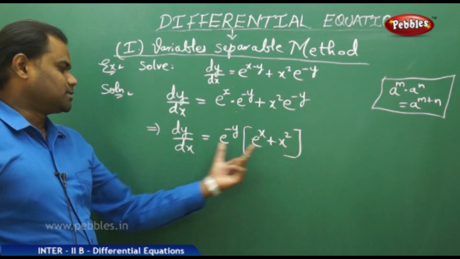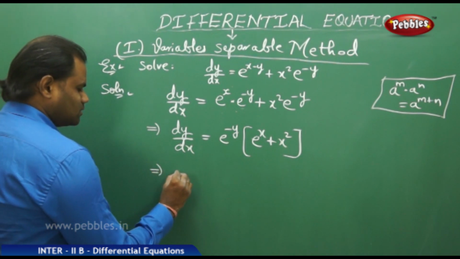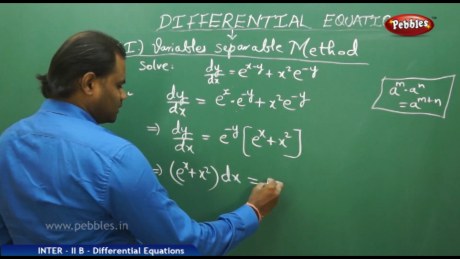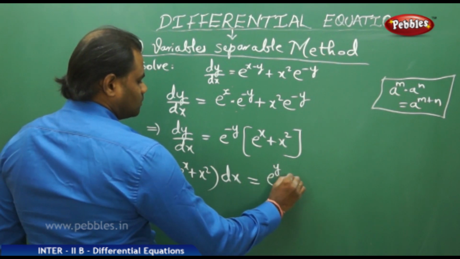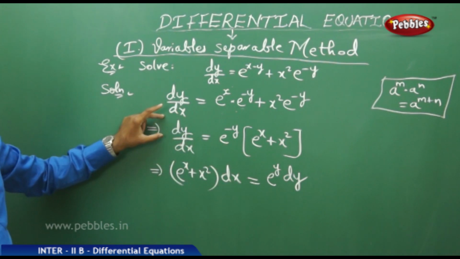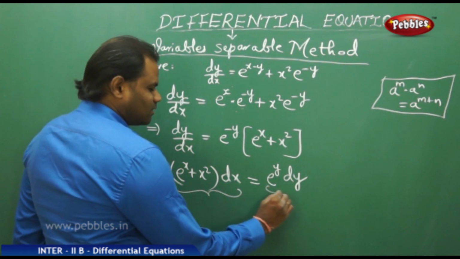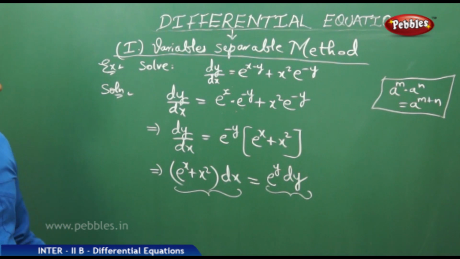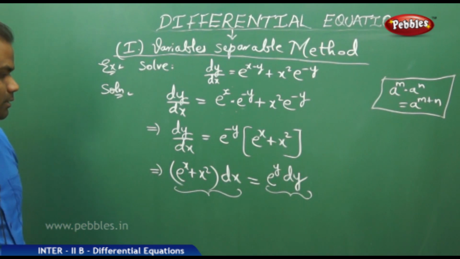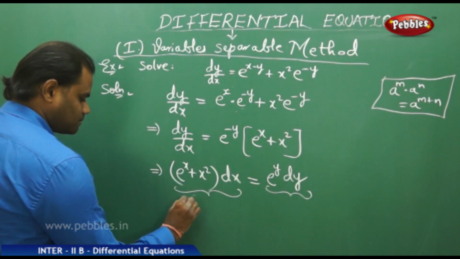Now, all x terms I would like to take to the left and all y terms to the right. Therefore, this reduces to e power x plus x squared dx equals e power y dy, because this 1 by e power y gets cross multiplied as e power y dy. Now clearly I see that all x terms are on the left and all y terms are on the right, and hence this is separated into two variables from the given differential equation. Now once this is separated into variables, we integrate on both sides.